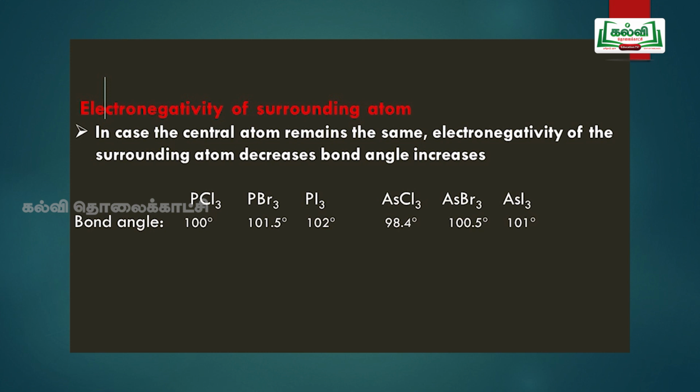One more example is also given: arsenious trichloride, arsenious tribromide, and arsenious triiodide. What happened? The electronegativity of chlorine, bromine, iodine decreases again, so the bond angle increases.